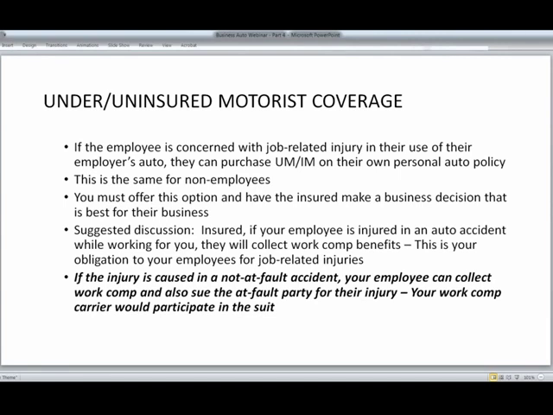This is the same if we have non-employees in the vehicle. They can cover their own exposure for an UIM under their own personal auto policies. You must offer the option and have the insured make a business decision that's the best for their business.